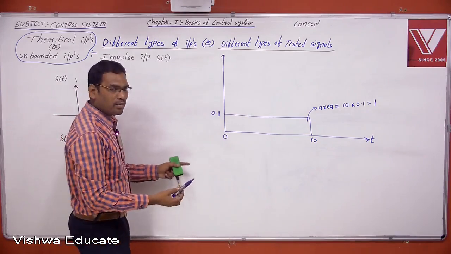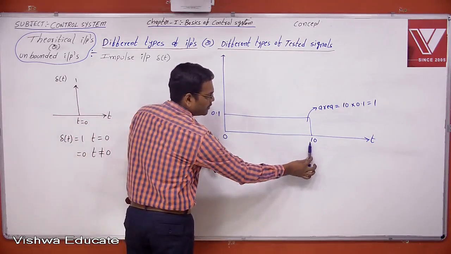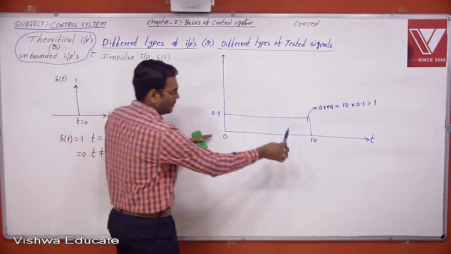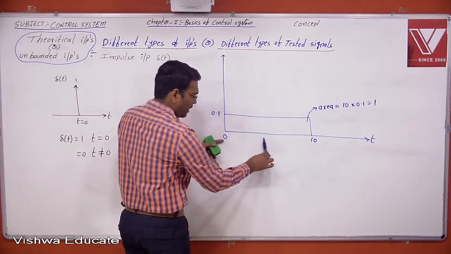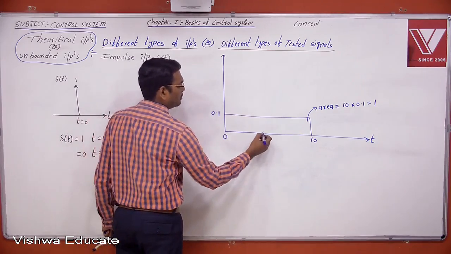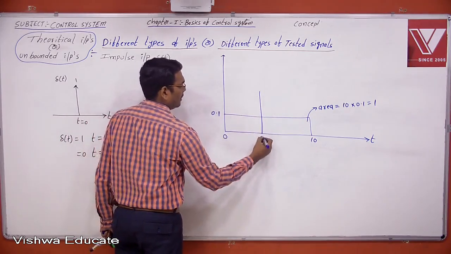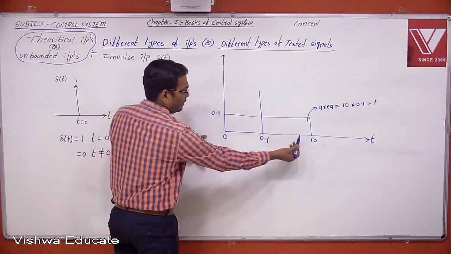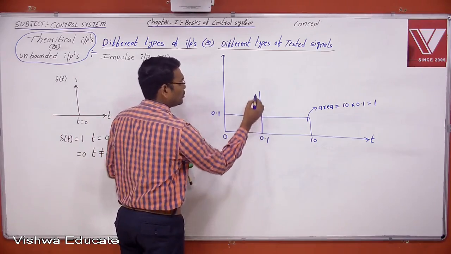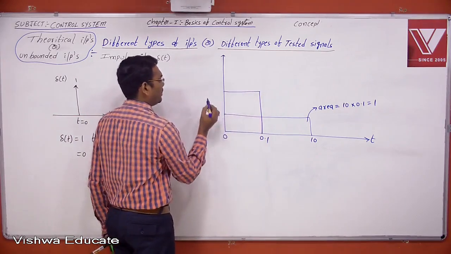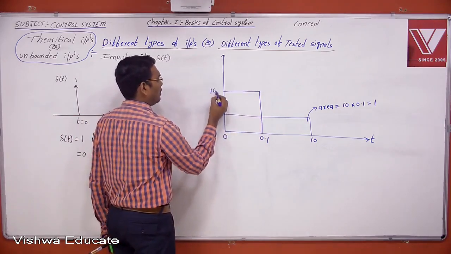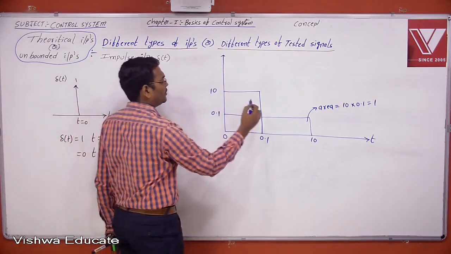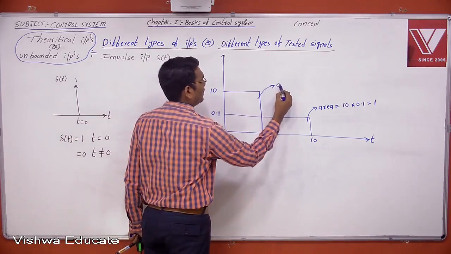Now what I am doing is reducing this rectangular pulse width of 10 to, let us say, 0.1. Initially 10, then reduced to 0.1. Now as I reduce the pulse width, this height or amplitude is increasing. Then what about this area?